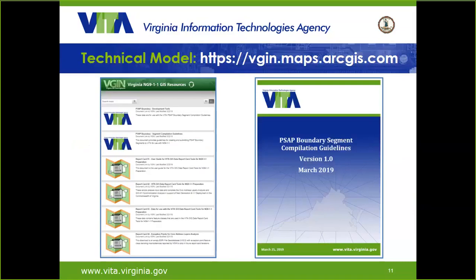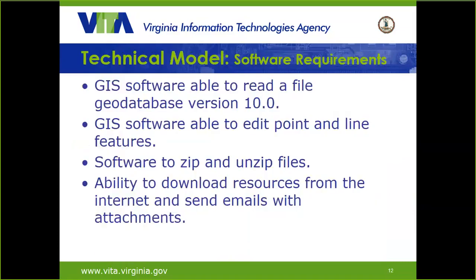The other link, the top one, the PSAP Boundary Development Tools, is the resource that is used in the GIS software, and it serves as the basis for the technical model. Because we are talking about GIS and software, there are a few technical requirements. The versions of the geodatabases and the MXD that we have in that download are set at version 10.0. So if you're running 10.0 and anything later, or ArcGIS Pro or QGIS, you should be able to work with and interact with those geodatabase files in that version.